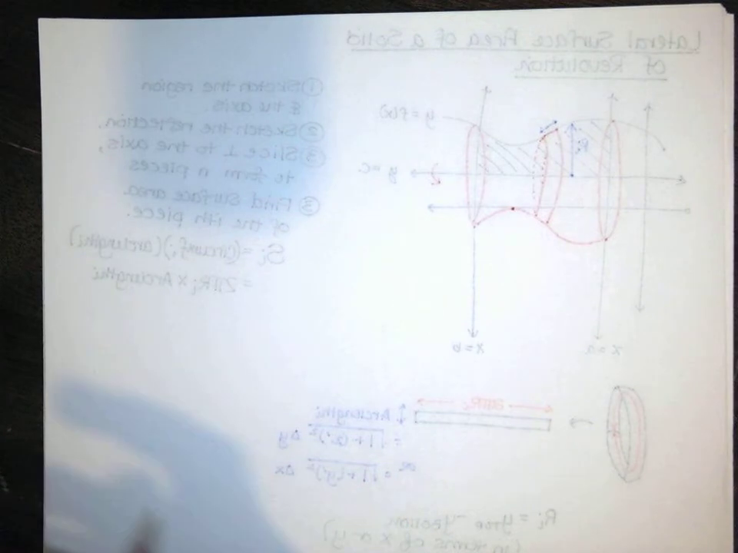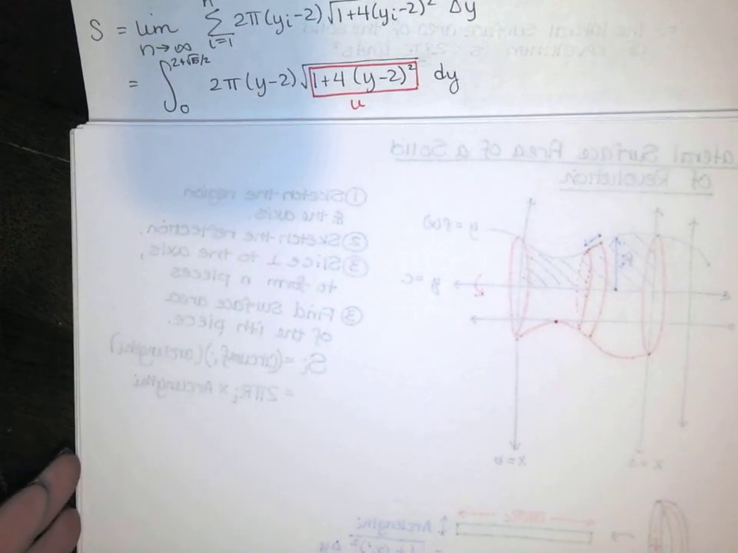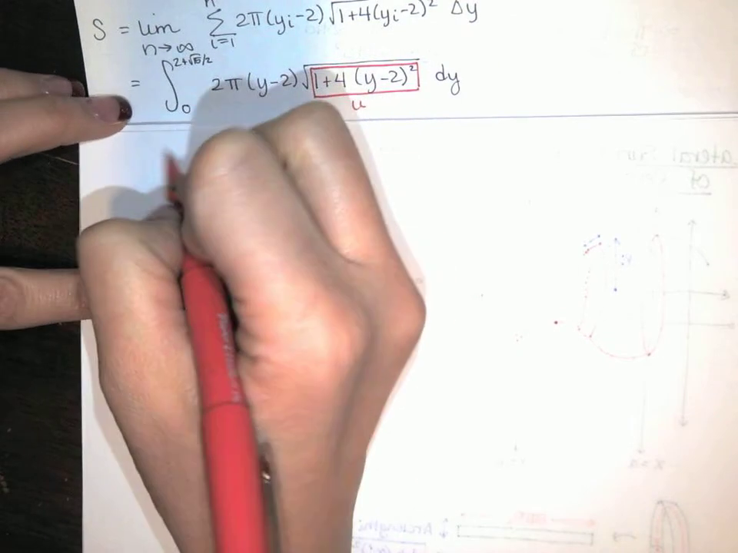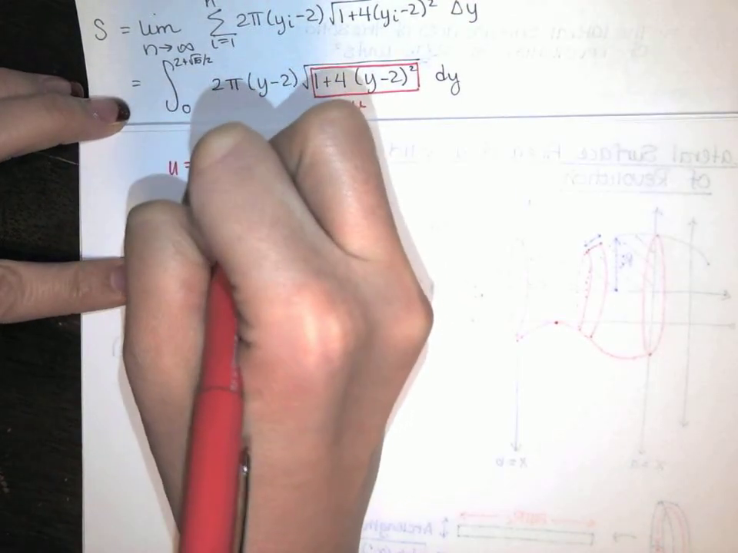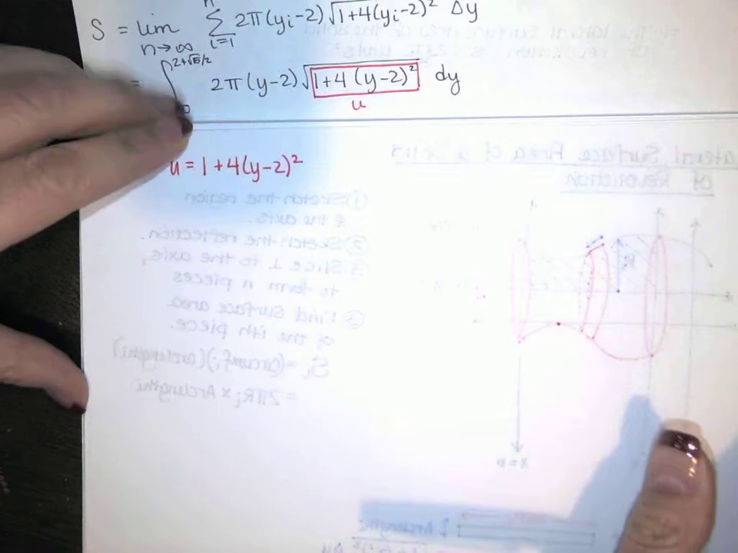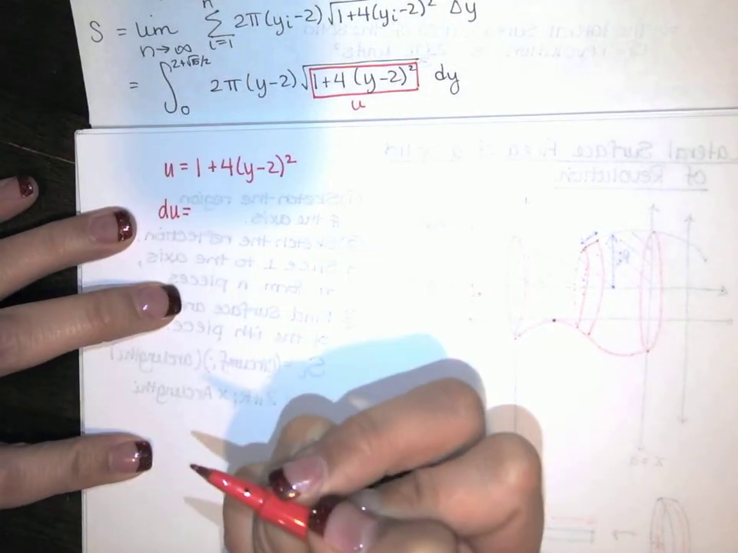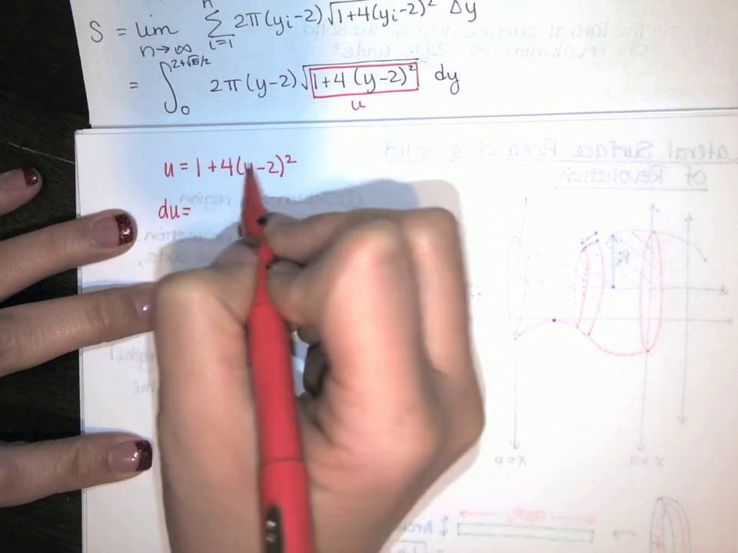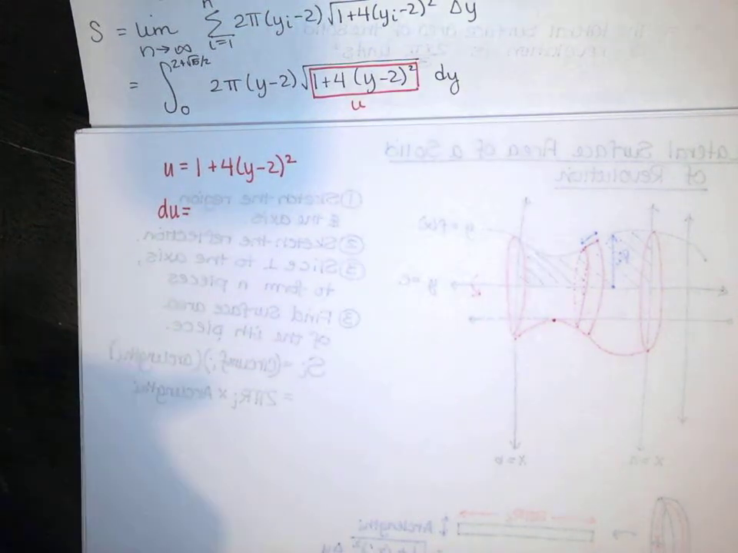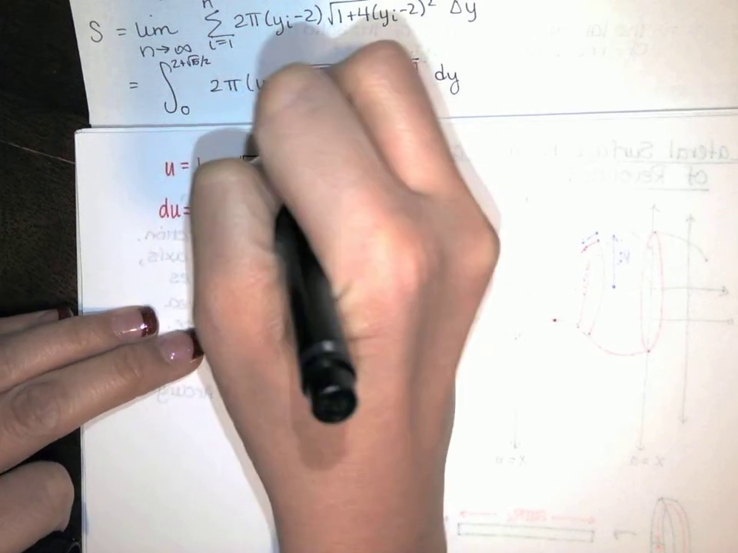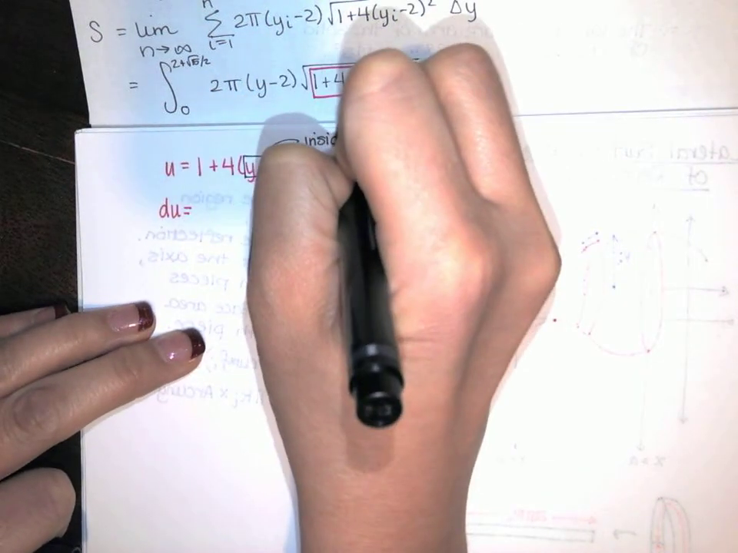I want you to see the integral that we are working on. Okay. So u is 1 plus 4 times the quantity y minus 2 squared. If I take the derivative of this, I have to use the chain rule. Derivative of 1 is 0. The derivative of 4 times something squared requires the chain rule. I've got an inside function.